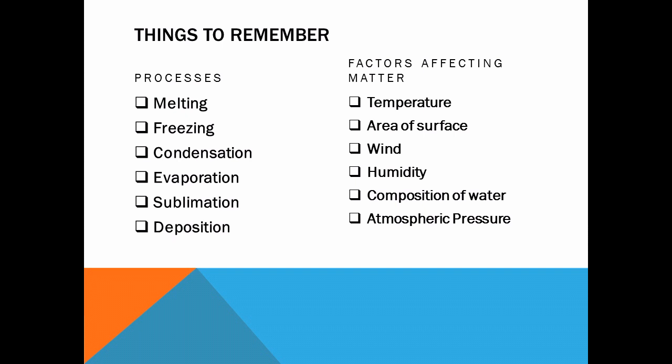The things that you need to remember are the processes and the factors affecting the conversion of states of matter. The temperature and atmospheric pressure play a vital role while converting a state of matter from one form to another form.